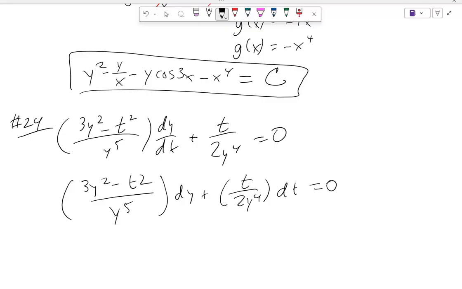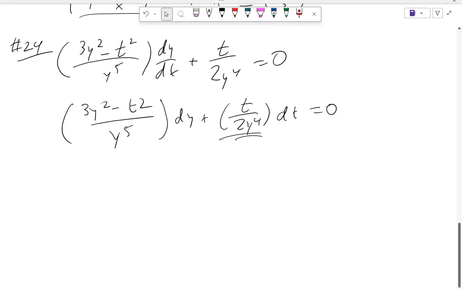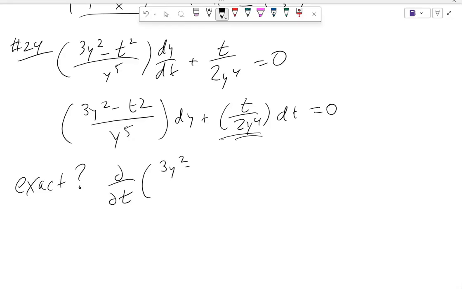So first thing we need to do is check that it really is exact. What do we need to differentiate this part with respect to? T, and this one with respect to y, right? Okay. So let's do that. We'll take the partial with respect to t of the (3y squared minus t squared) over y to the fifth. And we'll take the partial with respect to y of t over 2y to the fourth.